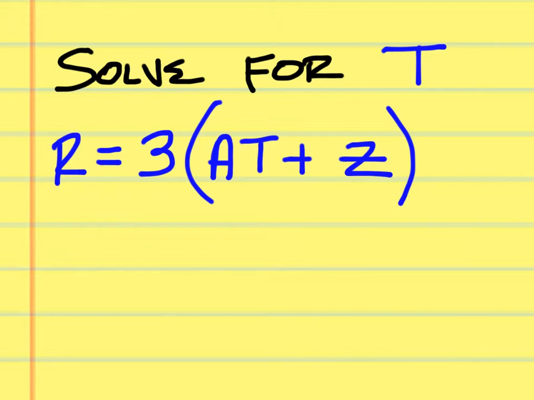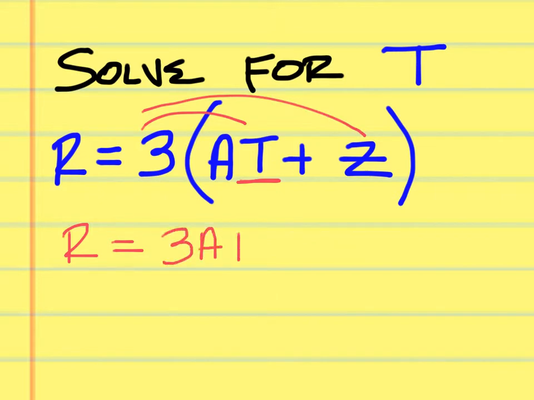Solve for t. You should be able to solve any formula for a specific variable and not just get a numeric answer, but solve it in terms of that's what you would be solving for. So in other words, rewrite the formula. In this case, we want to solve for t. T is buried in these parentheses here. Whenever your variable is buried in the parentheses, you want to undo those parentheses if possible. So multiply through by the 3 to get 3at plus 3z.